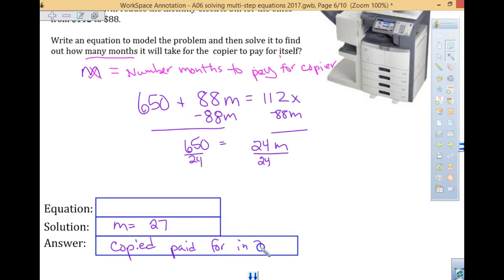In 27 months. And hopefully you got a good warranty with it, right? So they're going to come and fix it and do whatever they have to do for it. Okay?